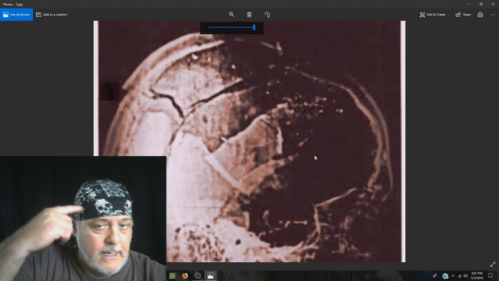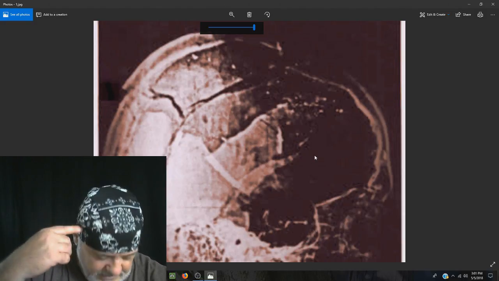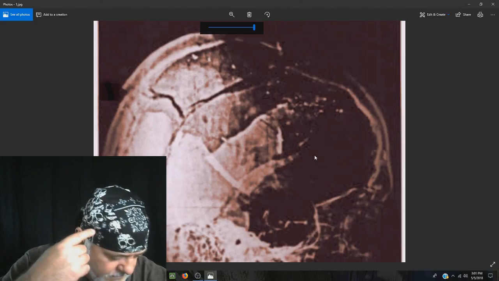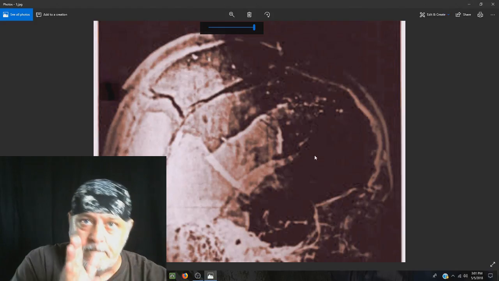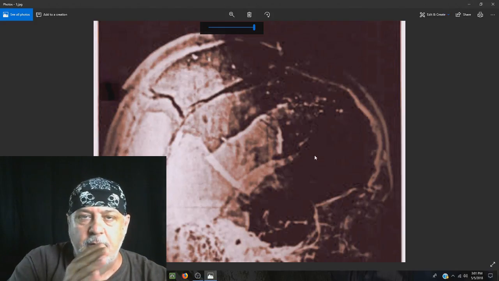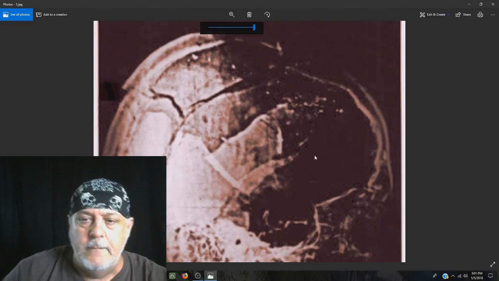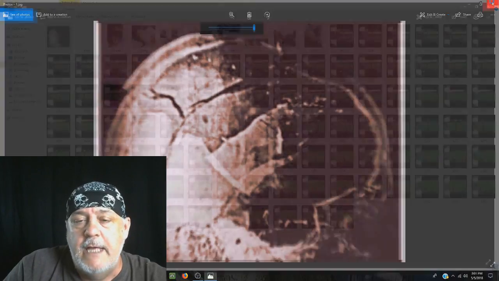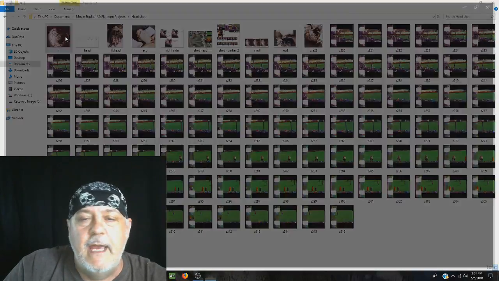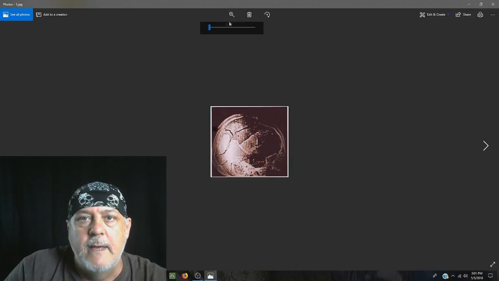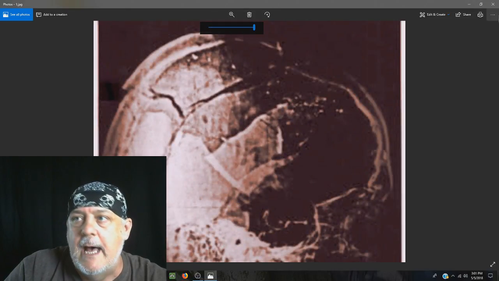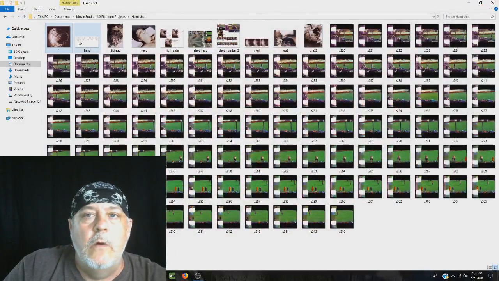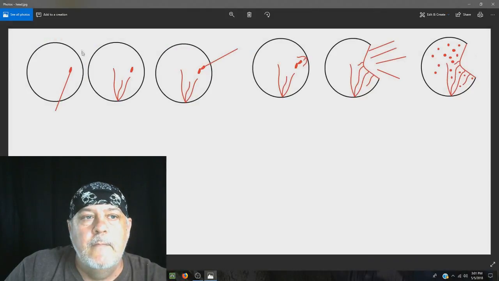So the bullet's right in this location right here, and JFK's head's tilted down and over to the left a little bit. Okay, and then the car is moving like this, and it's tilting off to the left a little bit. Then when that fatal headshot occurred, it struck JFK right in this location where that bullet stopped. So what we're going to do is pull up this right here.